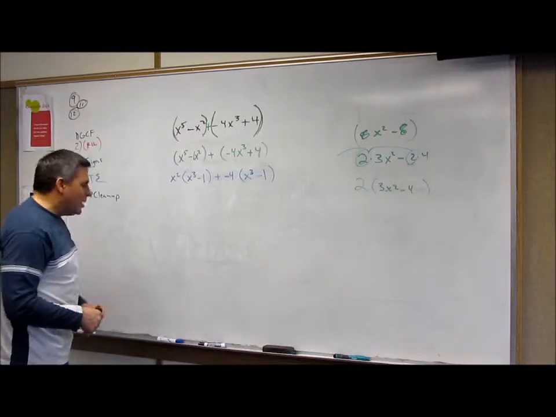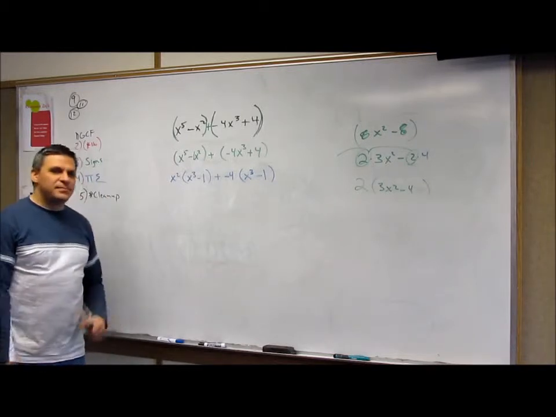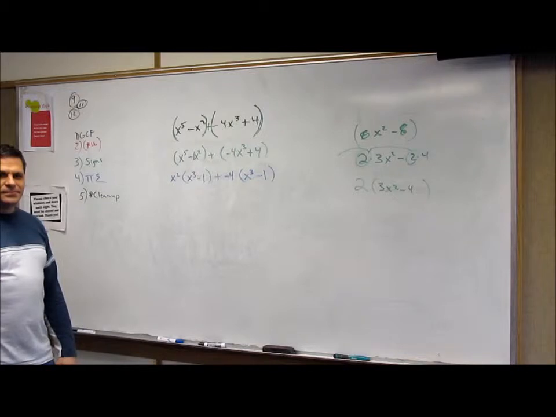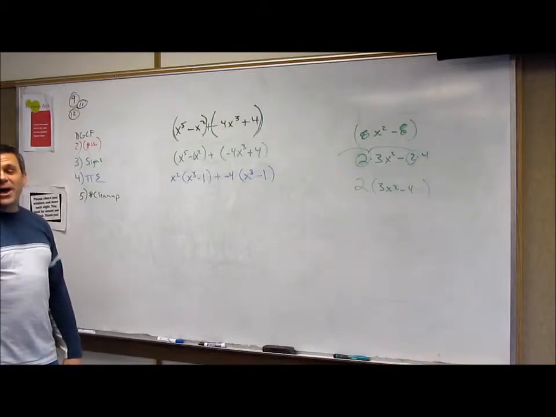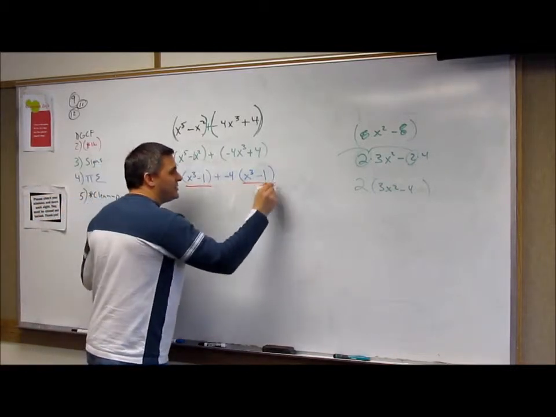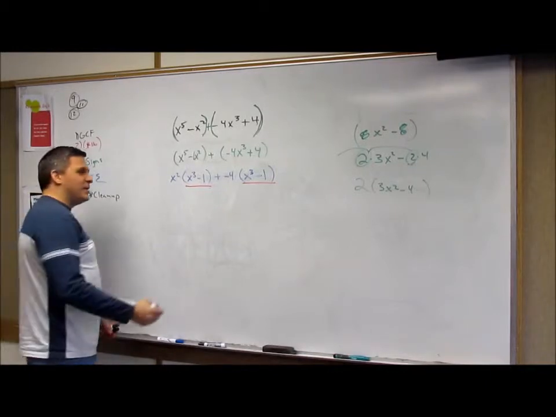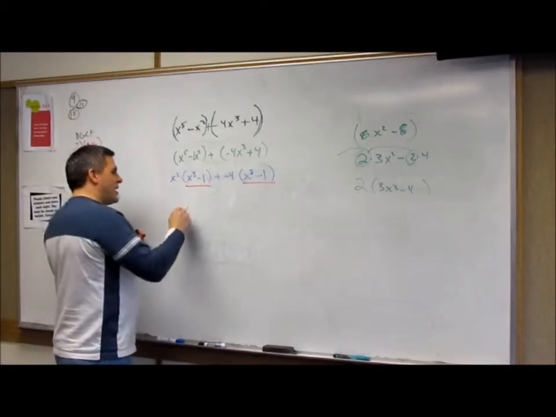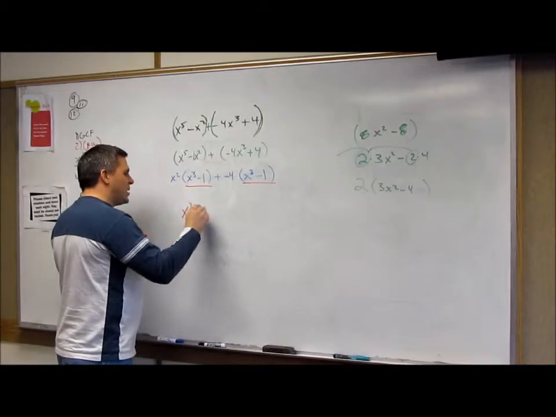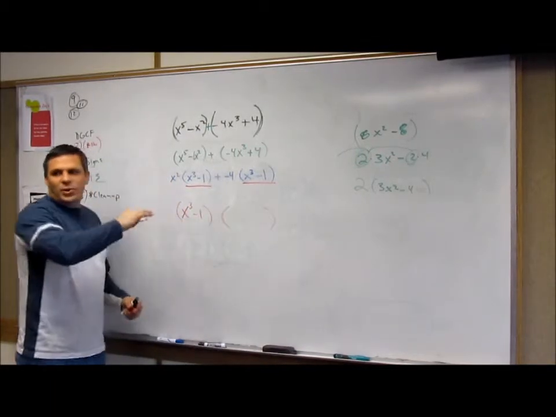Alright, so we did that. Did anyone notice anything that looks the same? X to the third minus 1. Minus 1. Yeah, right. These are the same. So what do I get to do? Factor them out. X to the third minus 1. If I take it out, then what do I get to do?